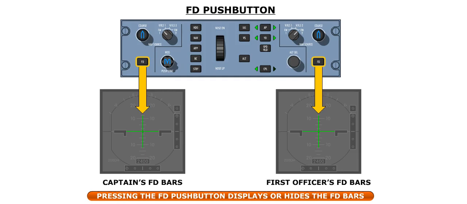The command bars can be removed from the PFD by using the FD push button on either side of the FGCP. The left push button controls the command bars on the captain's PFD, and the right push button controls the command bars on the first officer's PFD.